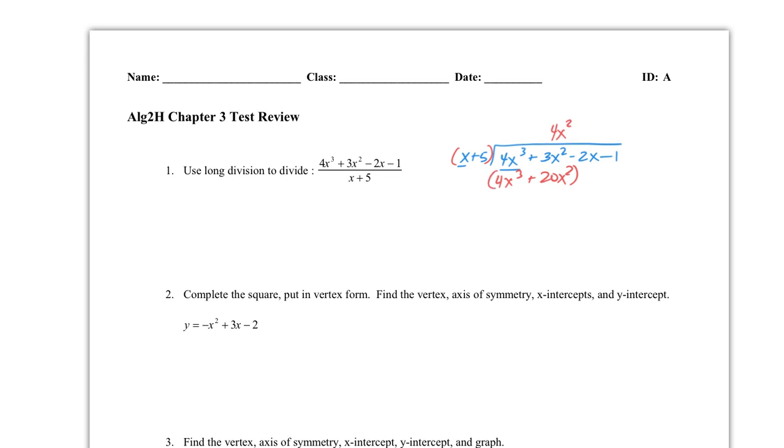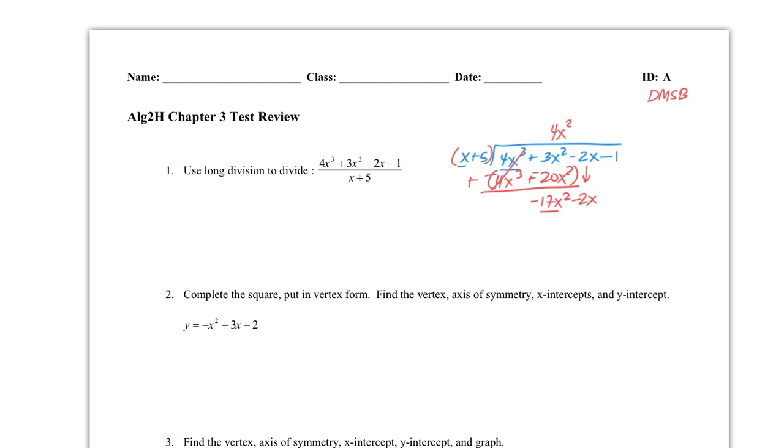And remember, in division, think of divide, multiply, subtract, and bring down. So what you're going to do is subtract that, and that's like adding the opposite. Your first ones are always going to cancel. You're going to be left with minus 17x squared. And now it's time to bring down, so minus 2x. And then you repeat the process again.